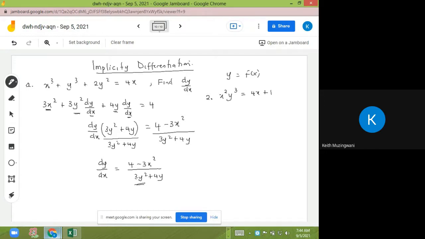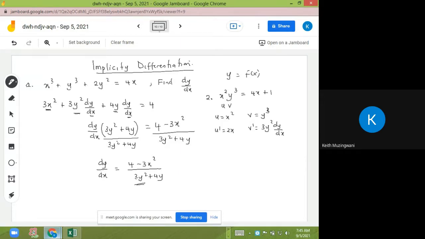So on the left, we have a product. So we'll treat it as if it is uv, product rule, where u is x squared, v is y to the power 3. Then differentiate u, we get 2x. When this x, we just say 2x, we are done. Differentiate v, it is 3y squared. But remember, we are looking for dy/dx. So this is y, which must be represented with respect to x. So you multiply by dy/dx.